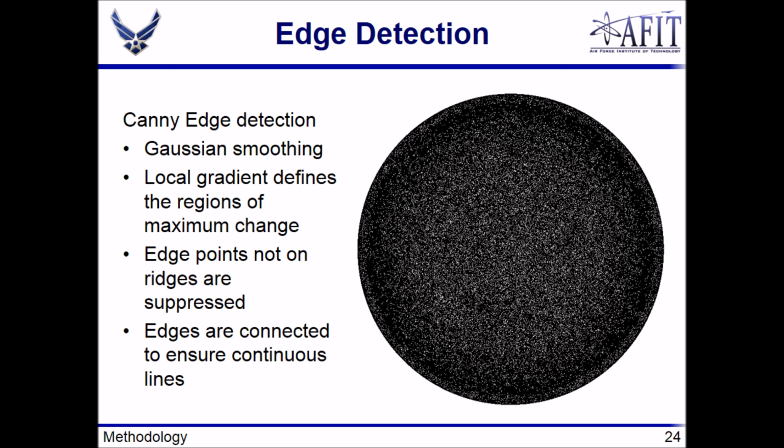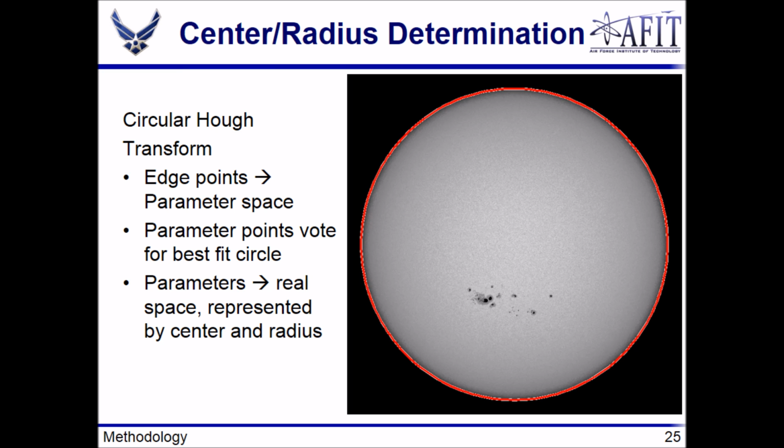Then we suppress all of the points that aren't maximal rate of change, or maximal change in pixel intensity, to get a nice, really clean edge. And then we connect all the edges to make sure we have a good circle. After the edge detection step, on the next slide, I want to go ahead and figure out what the center and the radius of the sun is.